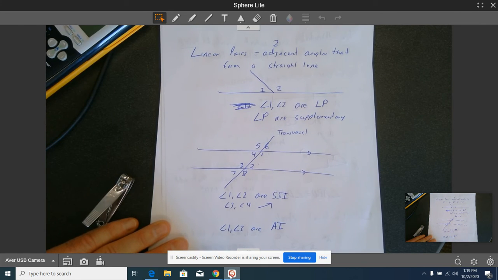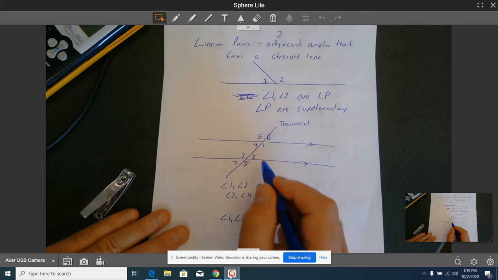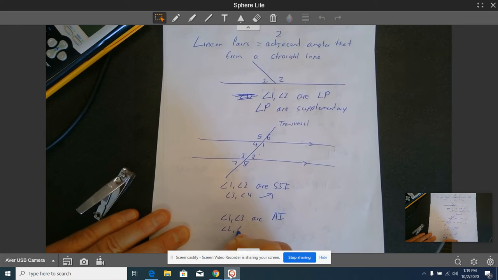There's a really nice video on the modules that show this. And also 2 and 4. Angle 2 and angle 4 are alternate interior angles.